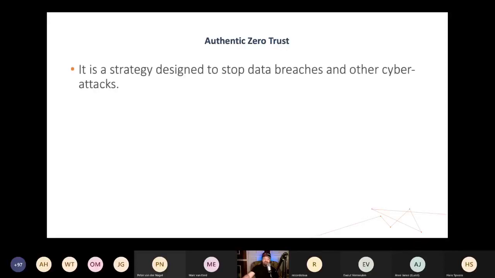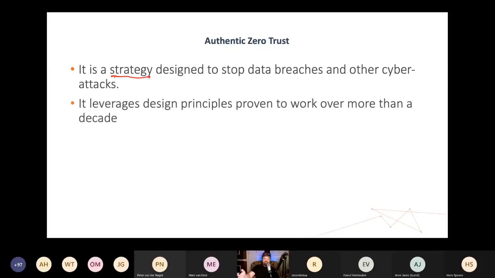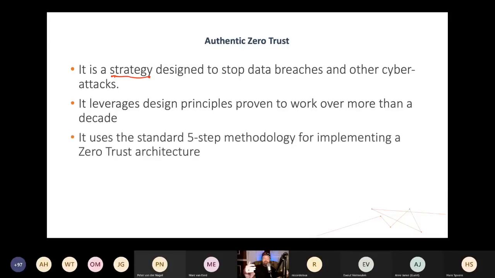So first thing to know about Zero Trust is it is a strategy designed to stop data breaches and other cyber attacks. So first of all, it's strategic. Second of all, it leverages design principles that have been proven to work for more than a decade. This stuff works. Ontoit has been building Zero Trust environments for a long, long time. In fact, they've done more work in that area than any other company in the world that I know of, and I pretty much know every Zero Trust environment that's ever been built. And again, that's why I came to work with them, because they really get it, or I will say we really get it now. And it uses a standard 5-step methodology.